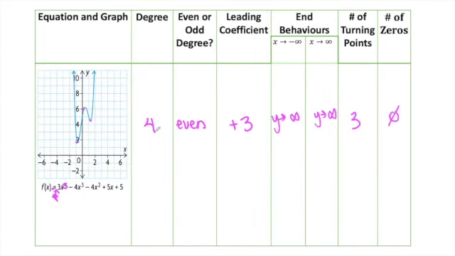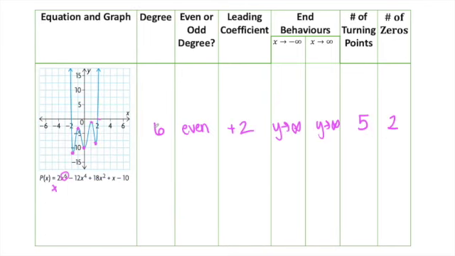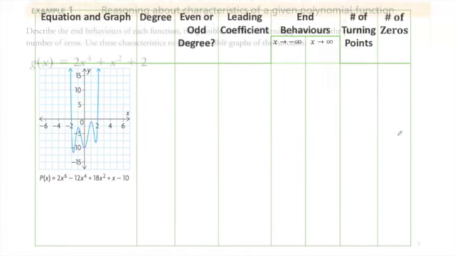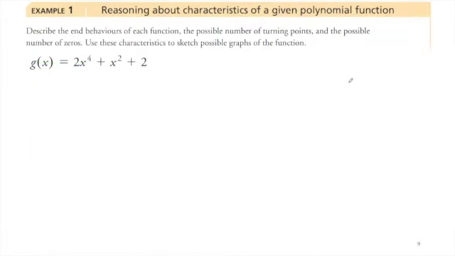Next example, we have a degree 4. We have 1 less than that for our number of turning points, which is 3. Number of zeros is 0. That is fine. It can be anything less than 4. Our degree here is 6. How many turning points? 1 less than that, so 5. Number of zeros can be anything less than 6, and we have 2 in this case. So that is kind of a summary of how you can figure out the number of turning points is 1 less than the degree.